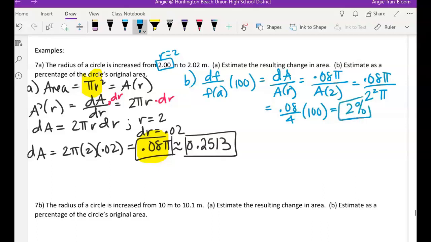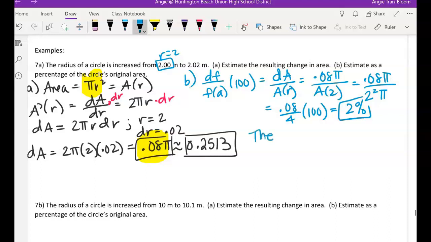Okay, I get the number for both parts A and B, so let's just go ahead and write a complete sentence. Okay, ready? Part A said estimate the resulting change in area. So the estimated change in area is about, you can write it as 0.08 pi or 0.2513, and then we can add the percentage in, okay?